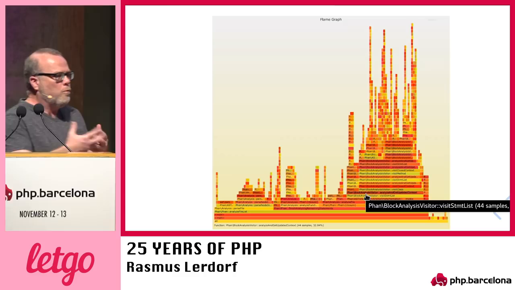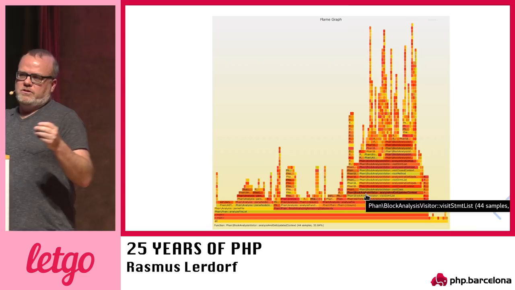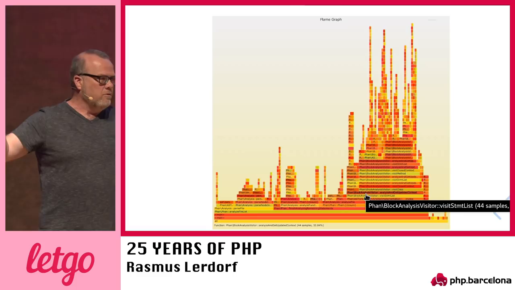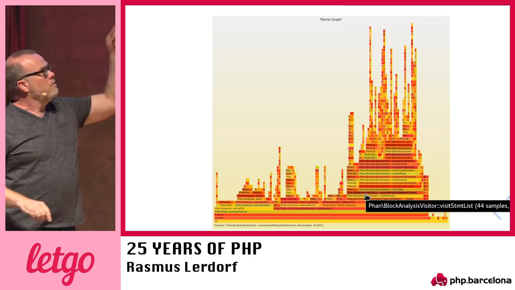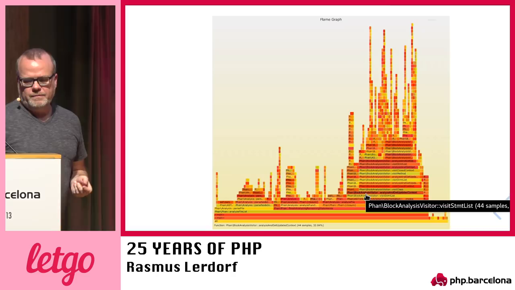At Etsy, we use this quite a bit. The last one was just last week. There was a cron job that normally takes 10 minutes, and after 4 hours, it was still running, and people went, what the hell? Why didn't this finish? Well, attach PHP Spy to it, spit out a flame graph, and see where did it get stuck? Where is it spending its time right now? It's very, very handy.